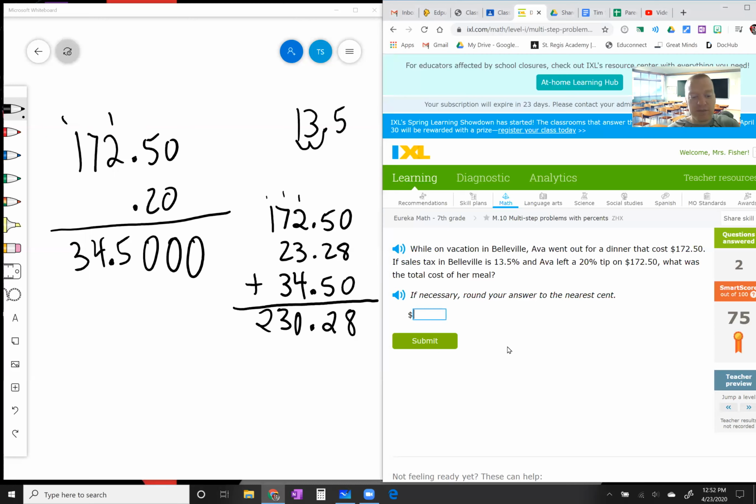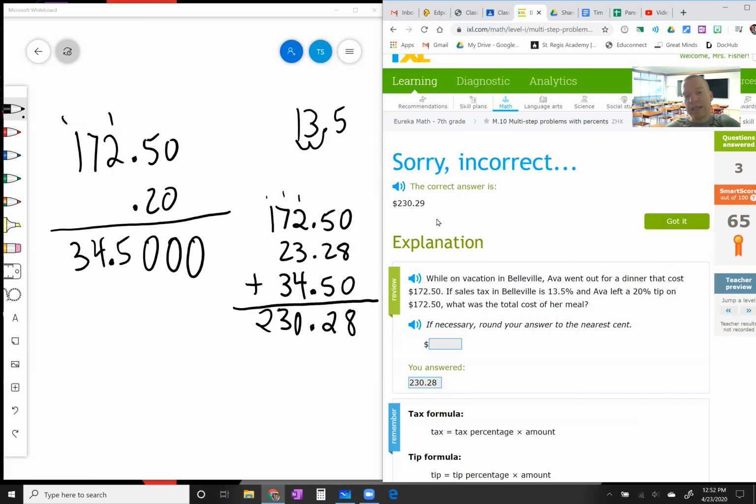Holy moly. That's how much I spent at the grocery store for a whole week's worth of food. That's more than I spend.